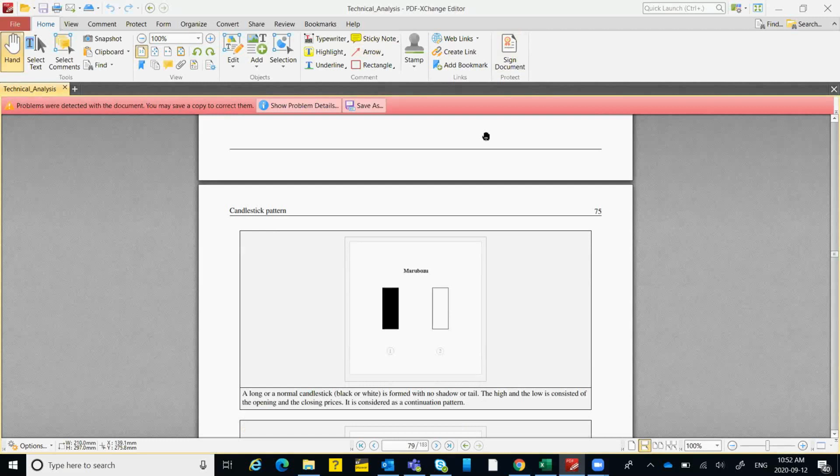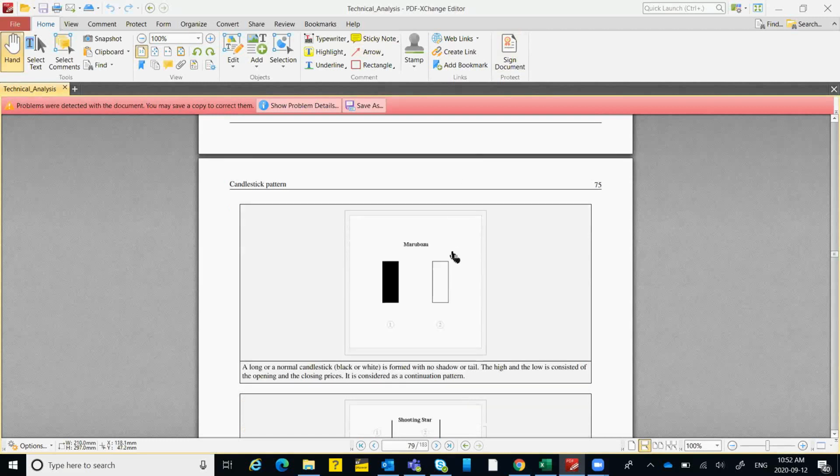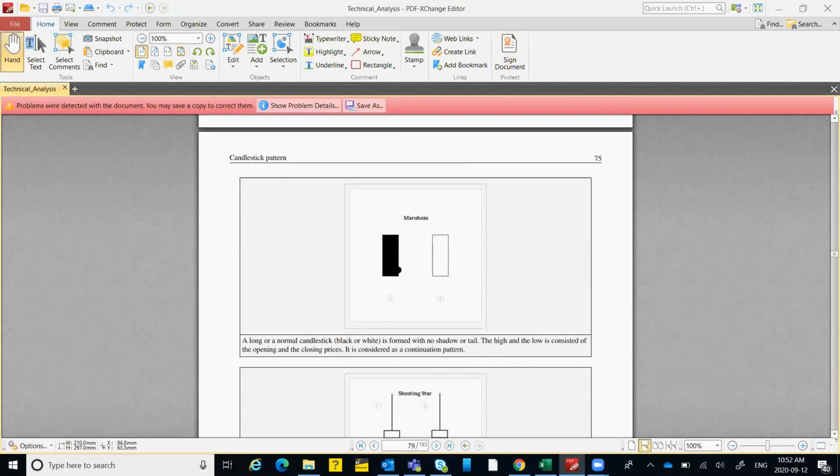Today, the first thing is the Marubozu candle. It can be a white candle or a black candle, maybe red or green, and it doesn't have any wick here.